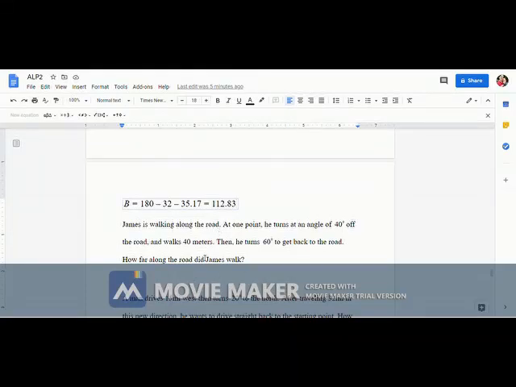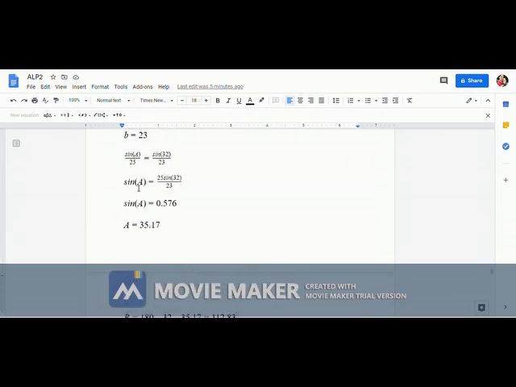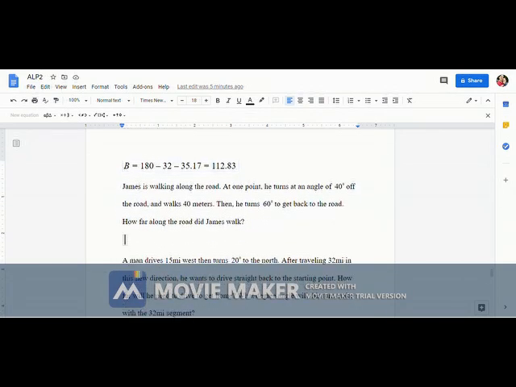Alright, now that we have some examples of using the laws of sine and cosine, we can use those on application problems to solve problems in the real world. A man named James is walking along the road. At one point, he turns off at an angle of 40 degrees and walks 40 meters. Then he turns 60 degrees to get back to the road. How far along the road did James walk?